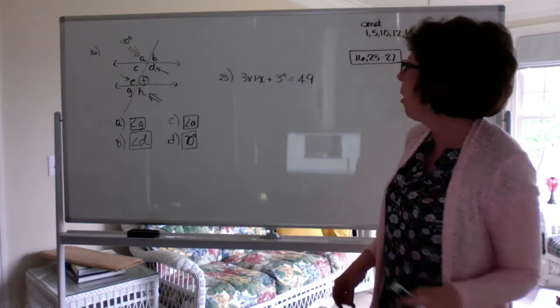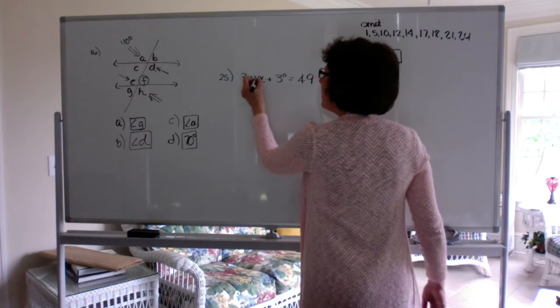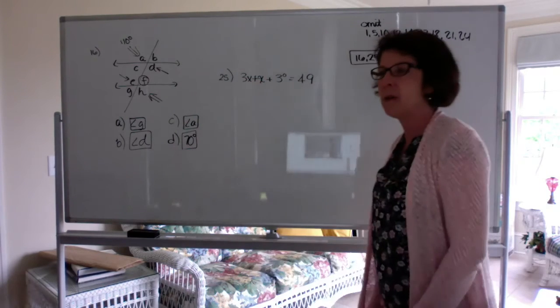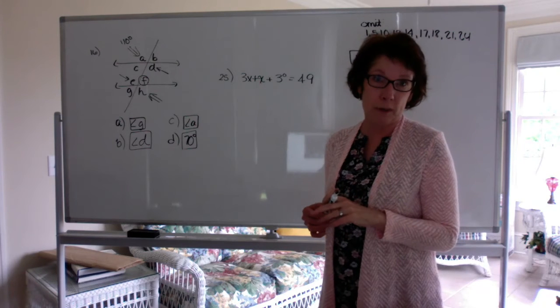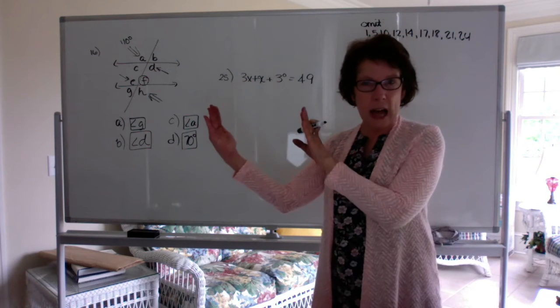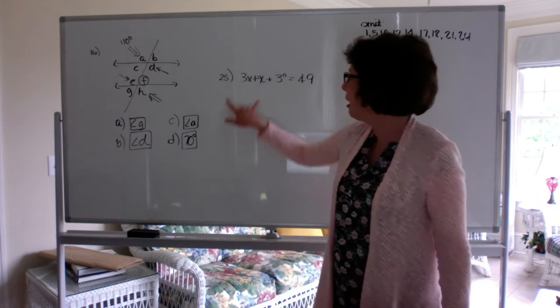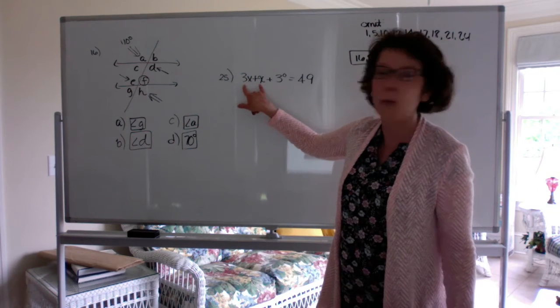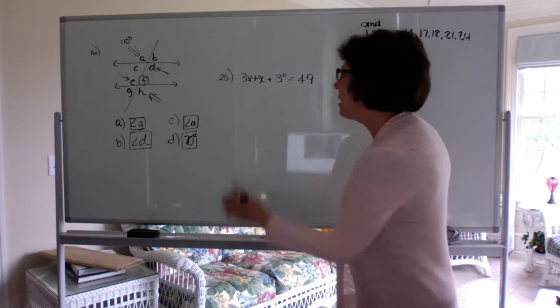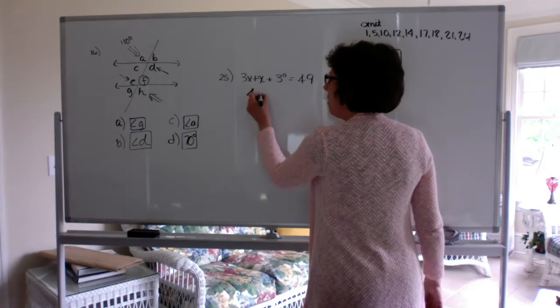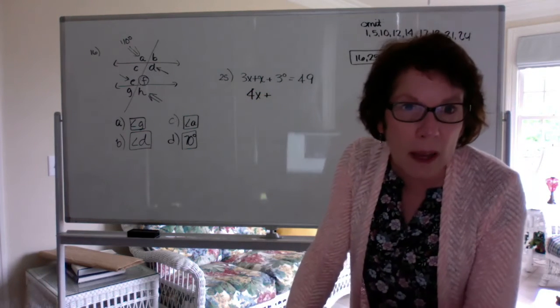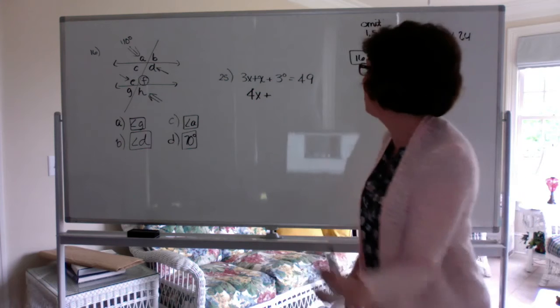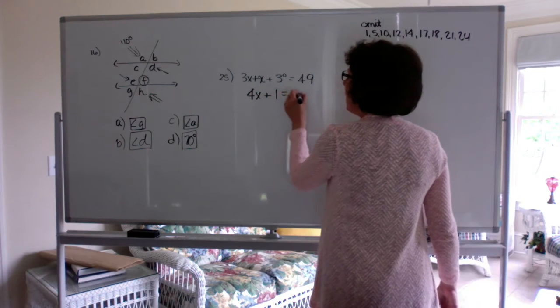Now, I don't have any parentheses, so I'm going to skip that step. Next step is, can I combine like terms on one side of the equation? Absolutely. Look over here. I've got 3x plus 1x. Well, what's that? Let's all write that down. That's 4x. What's 3 to the 0 power? 0 or 1? It's 1. Let's put a 1. Equals 49.